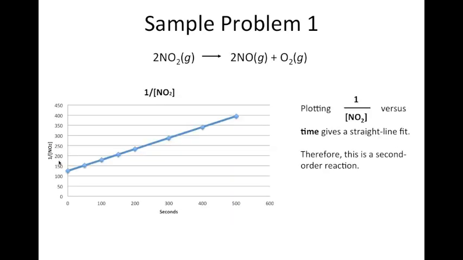And then I plotted the inverse, or 1 over each concentration, versus time. Here I get a clear straight line, so I know that this reaction is second order. If I needed to, I could also calculate the rate constant for this reaction by calculating the slope of this straight line.